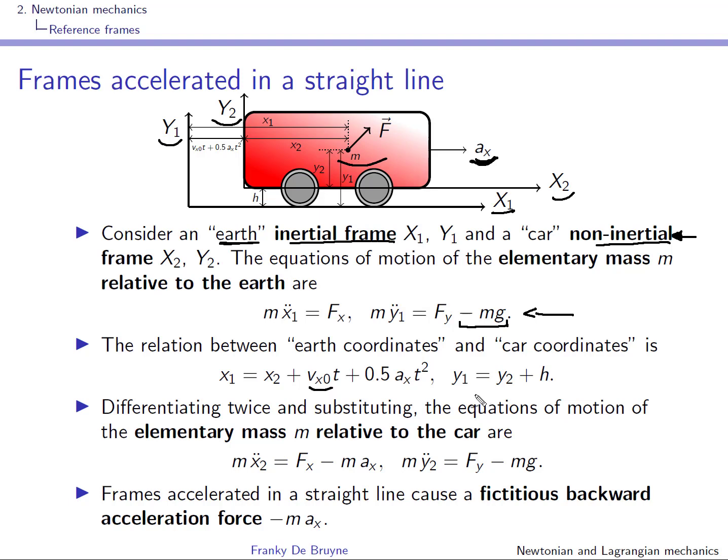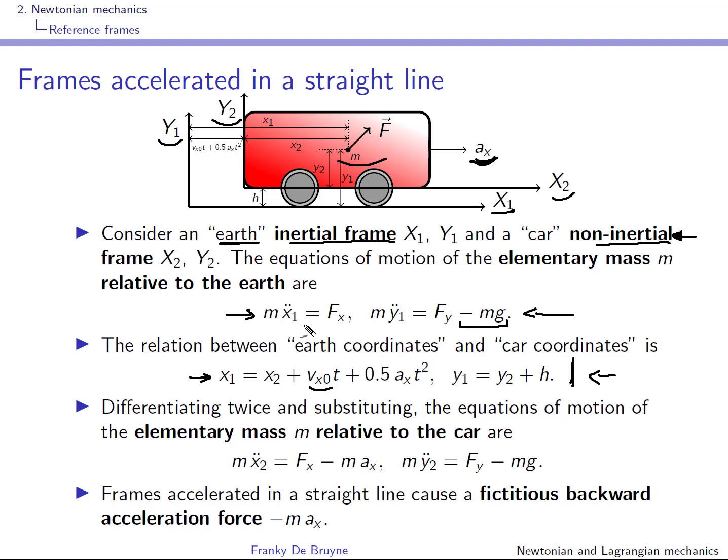And if you do that, if you integrate twice, you have the relation between the x1 component and the x2 component. So x1 is the coordinate of the mass in the inertial frame, and x2 is the coordinate of the mass in the non-inertial frame. The relation between y1 and y2 is kind of obvious. So now what we can do is take this relation, differentiate it twice, and substitute it in this equation here.